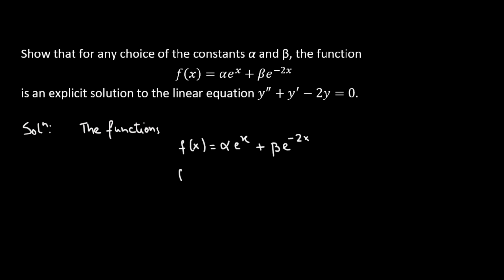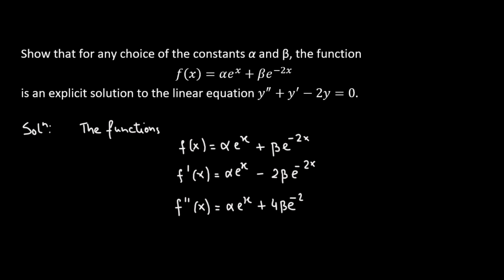Then the first derivative of f with respect to x equals alpha times e raised to the power of x minus 2 beta times e raised to the power of negative 2x, and the second derivative of function f equals alpha e raised to the power of x plus 4 times beta times e raised to the power of negative 2x, which are defined for all x.